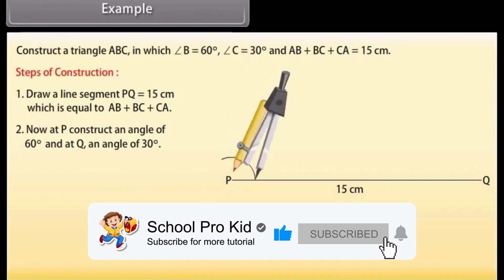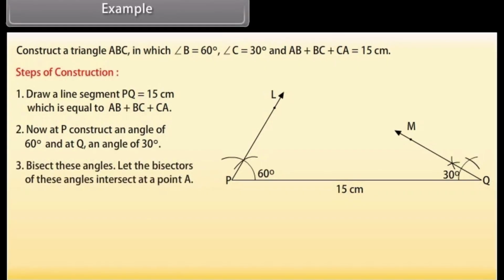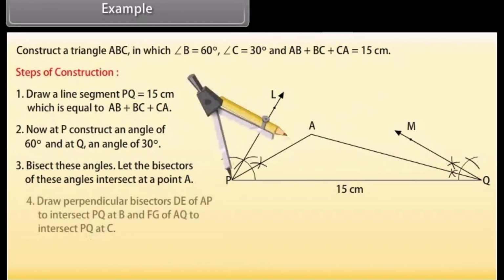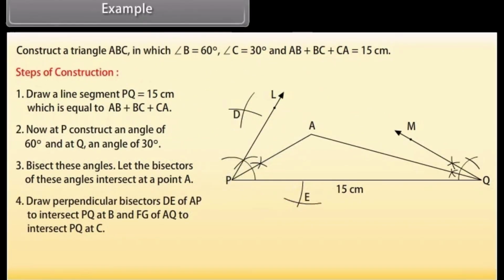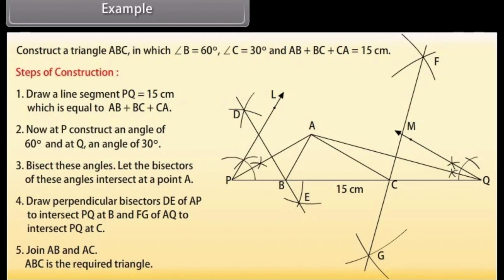Now at P construct an angle of 60 degree and at Q an angle of 30 degree. Bisect these angles. Let the bisectors of these angles intersect at a point A. Now draw perpendicular bisectors AP and AQ to intersect PQ at B and C. Join AB and AC. Then ABC is the required triangle.